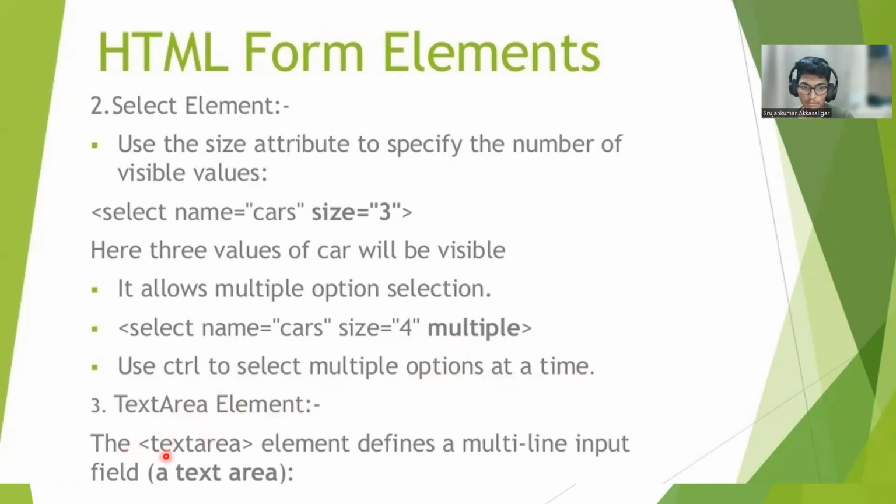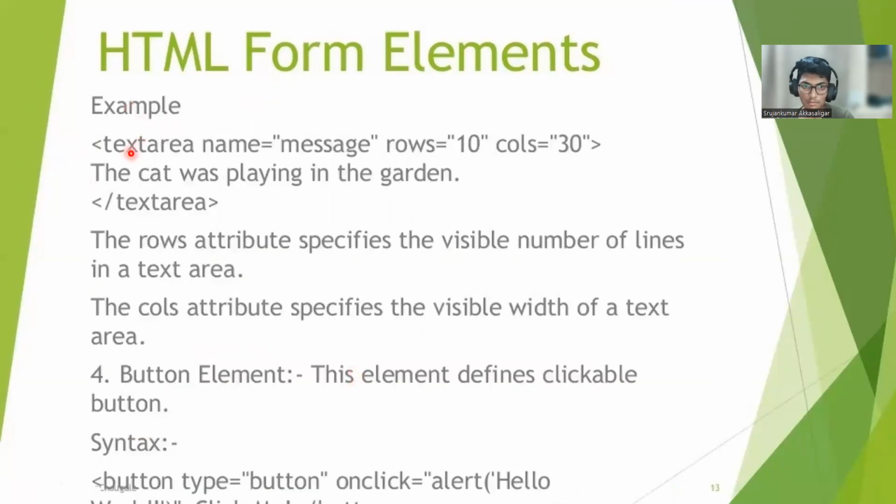Textarea element. The textarea element defines a multi-line input. An example is textarea name equal to message, rows equal to the number of rows and cols equal to the number of columns, and then write the text, for example: the cat was playing in the garden. This is one sentence here, and then close the textarea. The rows attribute specifies the visible number of lines in a textarea. The cols attribute specifies the visible width of the textarea.